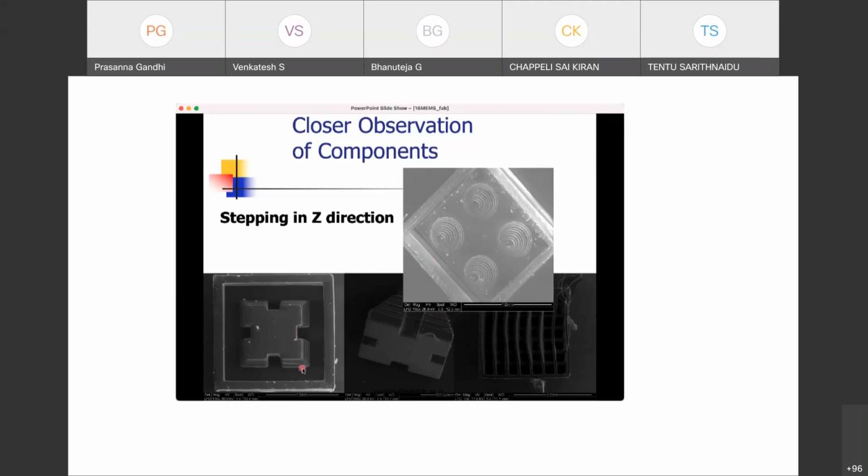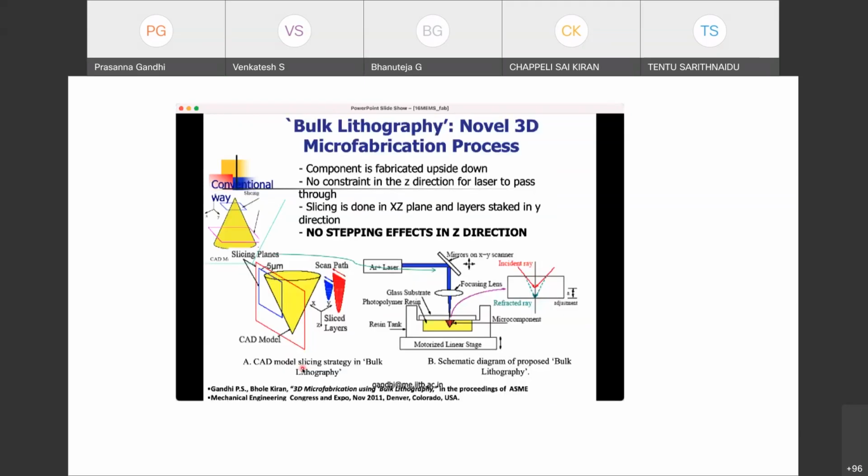So we developed some processes which will avoid these steps also. That is called bulk lithography, which is the name we have given. In this process, what we do is a very different kind of philosophy, which was not there in the literature before we published. This was again way back in 2011.